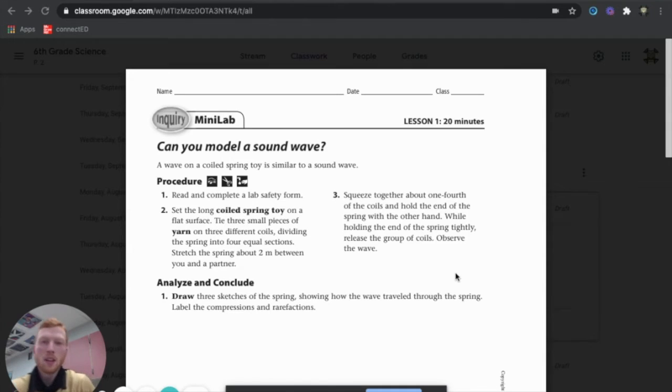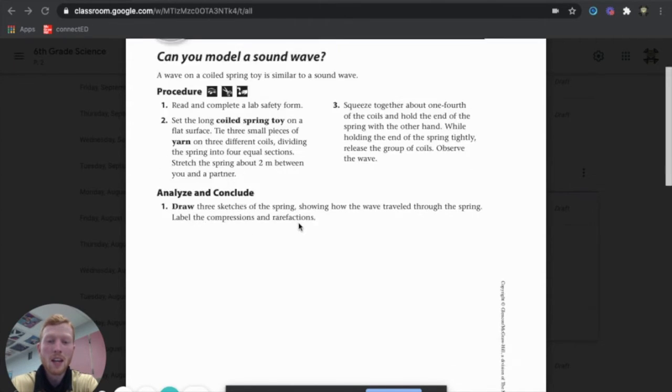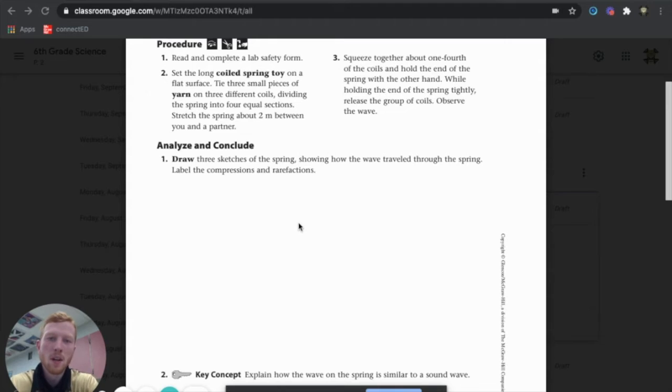Okay, now that you have seen me model it, let's talk about what it is that you actually need to complete. So you don't really need to look at any of these directions because I've already modeled it for you. Okay, number 1, as I was talking about just a little bit ago as I was modeling it, you are going to be creating a Jamboard and you're going to be modeling 3 different sizes of compressions, 3 different sizes of rarefactions. Remember, we're talking about longitudinal waves, so I'm not looking for transverse waves here, like the up and down ones. I'm looking for like the coils.